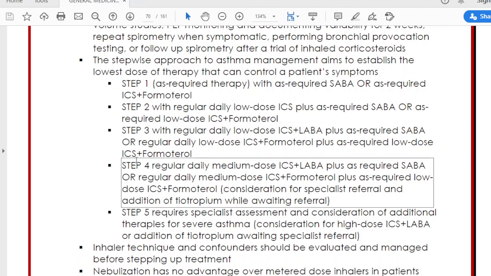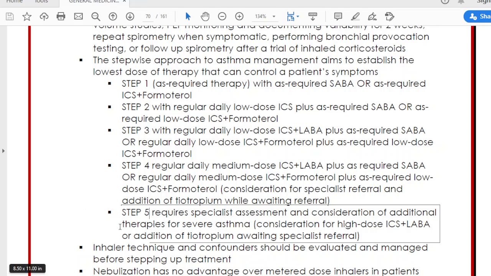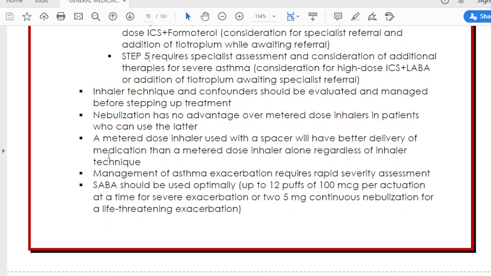Step 4, regular daily medium-dose ICS plus LABA plus as required SABA or regular daily medium-dose ICS plus formoterol plus as required low-dose ICS plus formoterol. Consideration for specialist referral and addition of tiotropium while awaiting referral. Step 5 requires specialist assessment and consideration of additional therapies for severe asthma, consideration for high-dose ICS plus LABA or addition of tiotropium awaiting specialist referral.